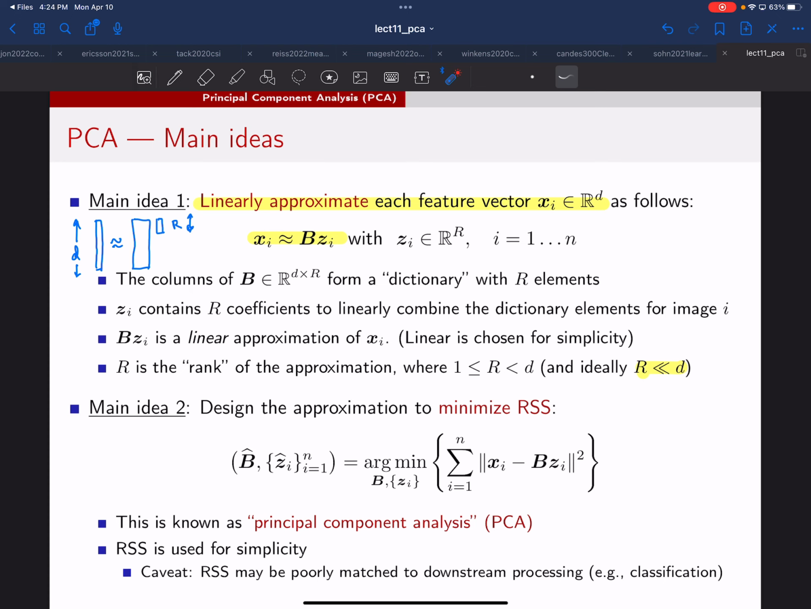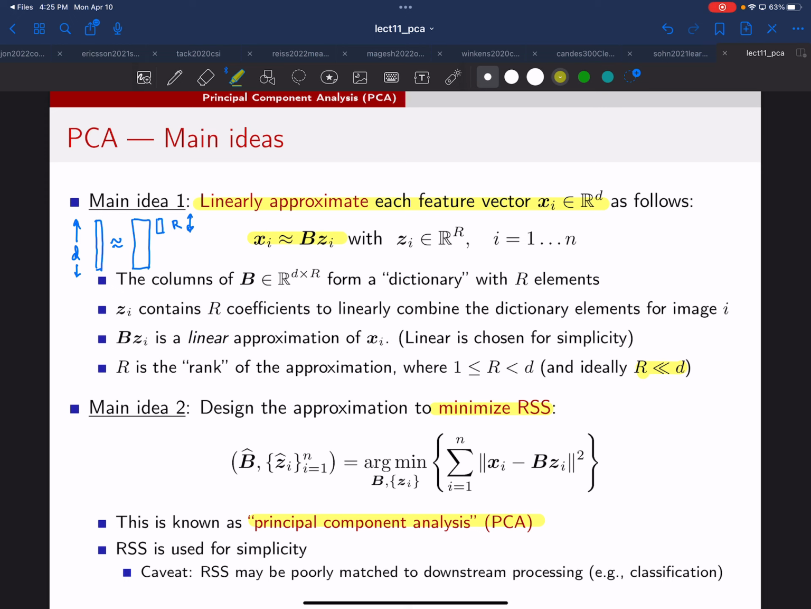Okay. All right. So what we want to do is design B and Z_i for all the different i to match our X_i's. Now, how do we do that exactly? We're going to minimize RSS, just similar to what we did back in Unit 2. So we have the sum over all our data samples of the squared error between x_i and our approximation. The difference now is we are designing the matrix B, and we're designing all these individual vectors z_i so that we can together get as close as possible to our x_i's. So this is the definition of principal component analysis.